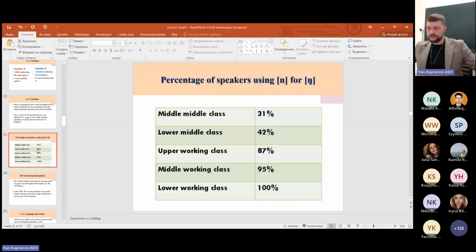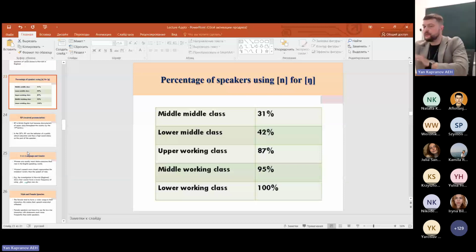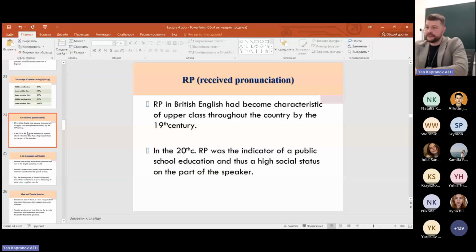Okay, let's proceed. Here we have the percentage of speakers using n instead of ng. You know that this ing is pronounced as in, reading, something in our throat. That is why: middle class 31, lower middle class 32, lower working class 100%. Again, these are the specifics, and we just have to know that it really exists.